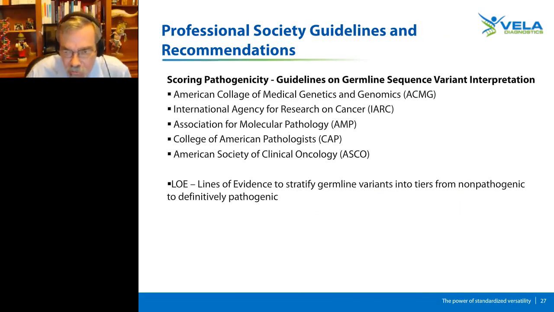So there are a number of professional societies and organizations that have drawn up guidelines and recommendations as to how to handle genetic variants. You see on the slide there's the ACMG, the American College of Medical Genetics and Genomics, the IARC, the International Agency for Research on Cancer, the AMP, Association for Molecular Pathology, CAP, the College of American Pathologists, and ASCO, the American Society of Clinical Oncology. These groups are working together to make recommendations as to the best practices in the industry and for healthcare.